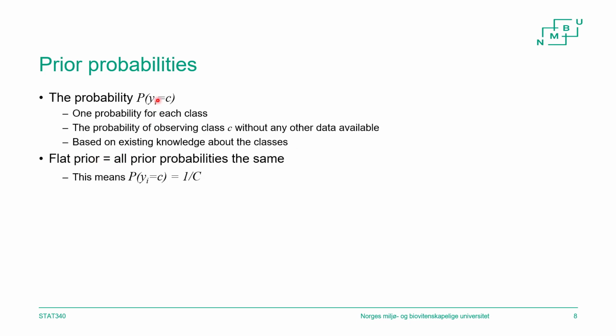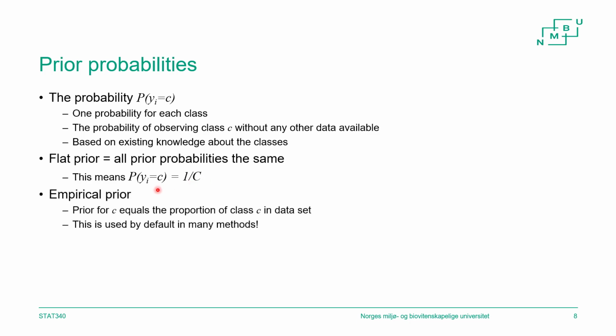If you have no such information, you typically use what we call a flat prior, meaning all prior probabilities are the same. So you simply say that this prior probability is 1 divided by capital C. So if you have two classes, it's a half for each one of them. Both are equally likely, right? So this is used when you have no other information. And that's reasonable, right? Then you start out with everything being equal.